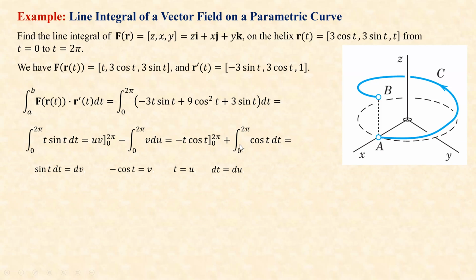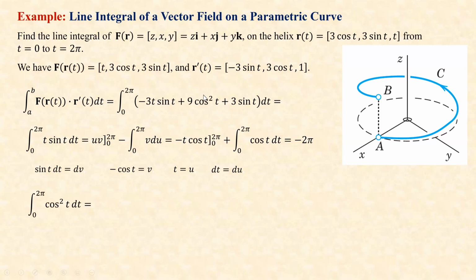And what is the integral of cosine from 0 to 2 pi? Because cosine of t is periodic, from 0 to 2 pi it becomes 0, right? And this one becomes negative 2 pi minus 0, so negative 2 pi. If you put in 2 pi, it becomes negative 2 pi times cosine of 2 pi, which is 1. If you put in 0, it becomes negative 0 times cosine, which is 0.